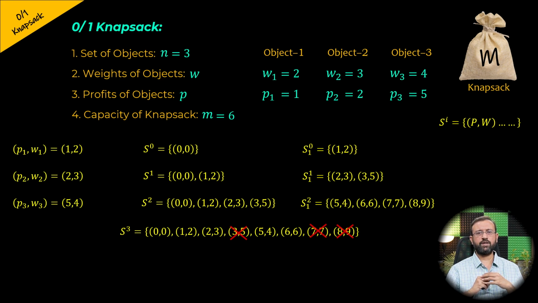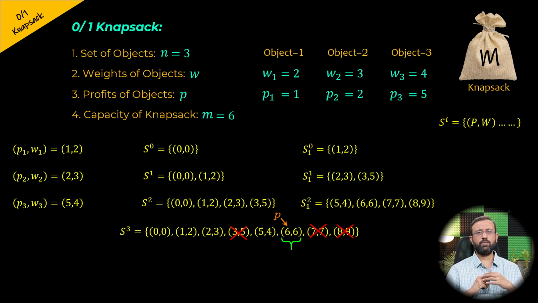Now we have considered all the possibilities of including or not including all the three objects, and set S3 is the final set. Then the last pair 6 comma 6 in set S3, where profit is 6, will give us the maximum profit earned, which is 6.